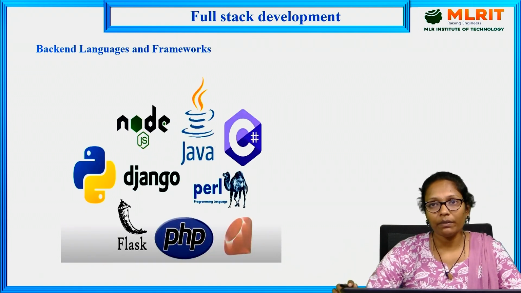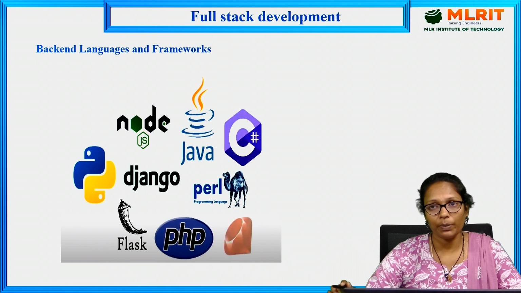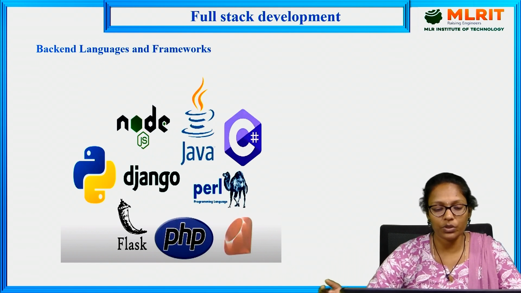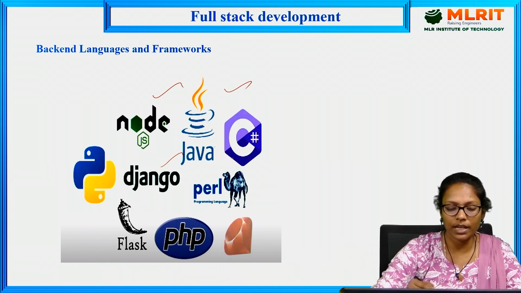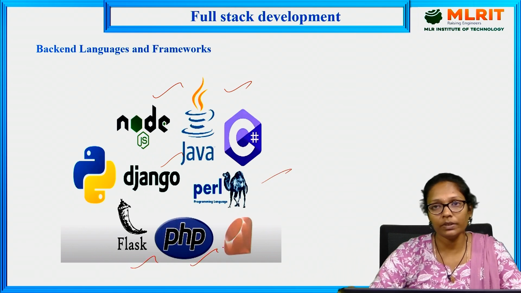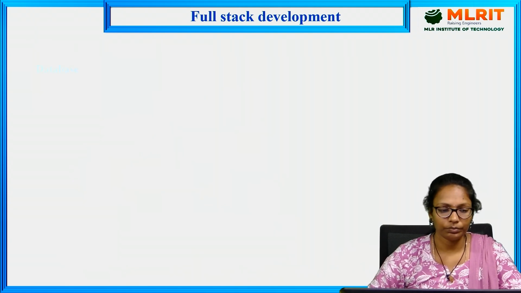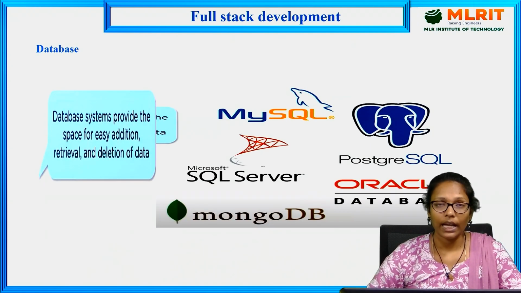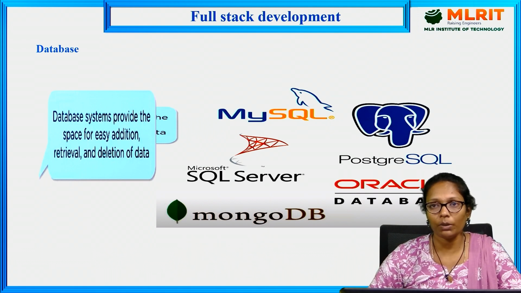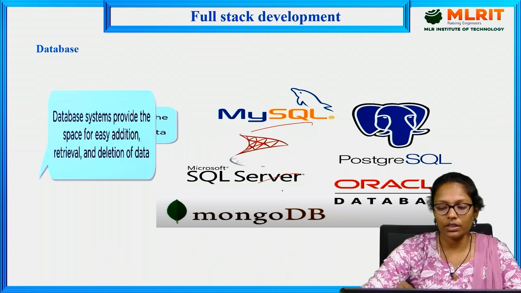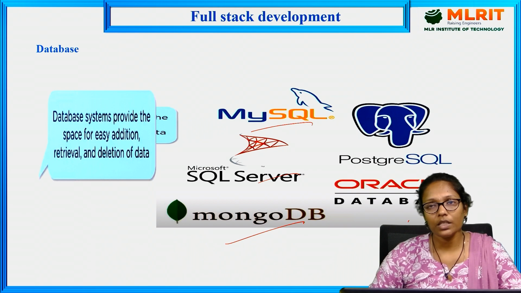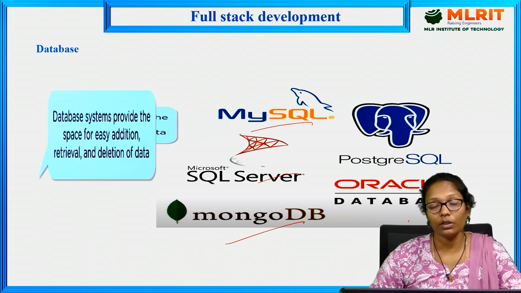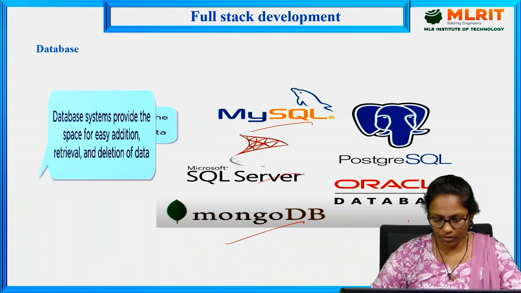So we have different programming languages which we are using as a backend. Based on our application requirement, we can choose different languages like Node.js, Java, Django, Perl, Flask, PHP, Servlet. So based on the requirement, we can use different programming languages as our backend. And we also have different databases based on the requirement. Again, based on application requirement, we can choose different database technologies here, like MySQL, SQL Server, MongoDB, Oracle. So like this, we can use different databases to store the data or to perform the database operations.